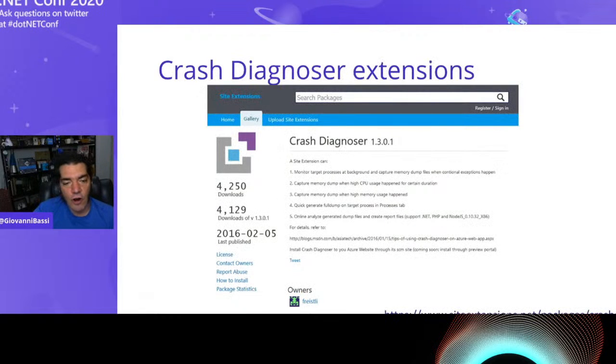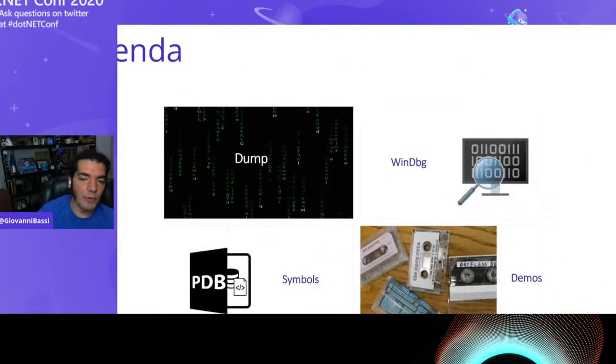There's also an extension called Crash Diagnoser. There used to be a site called siteextensions.net. This has been replaced with nuget.org, and you can also use that to install that on Azure App Service. So you have several different ways to take these memory dumps. Now that you know what it is, let's talk about WinDbg.